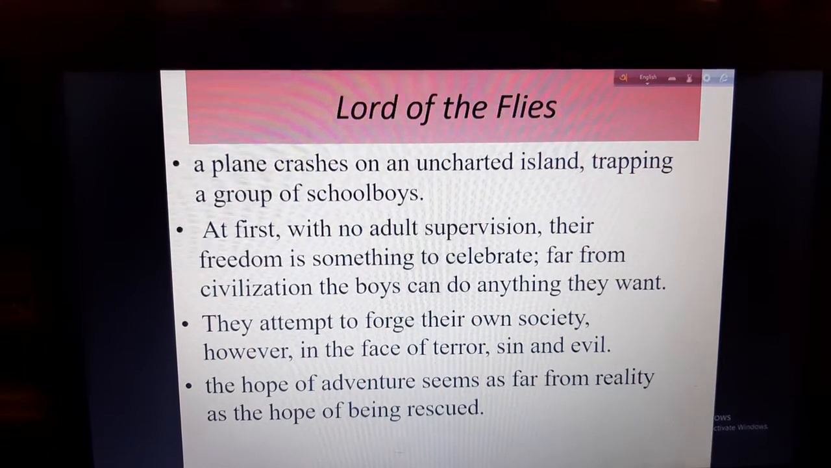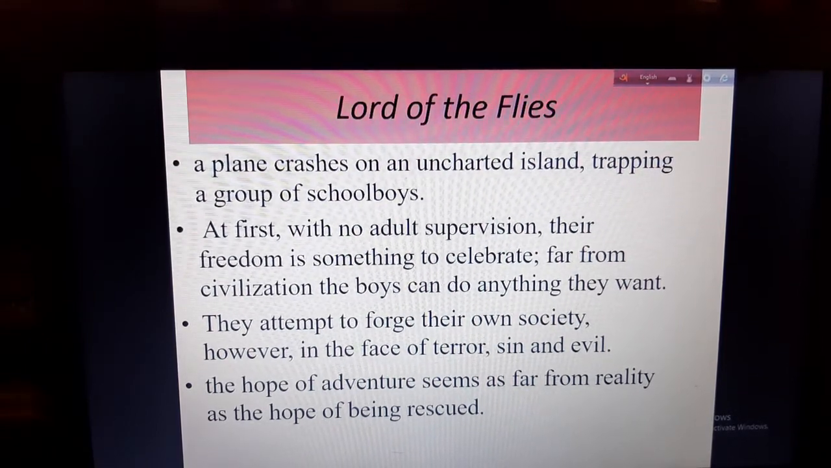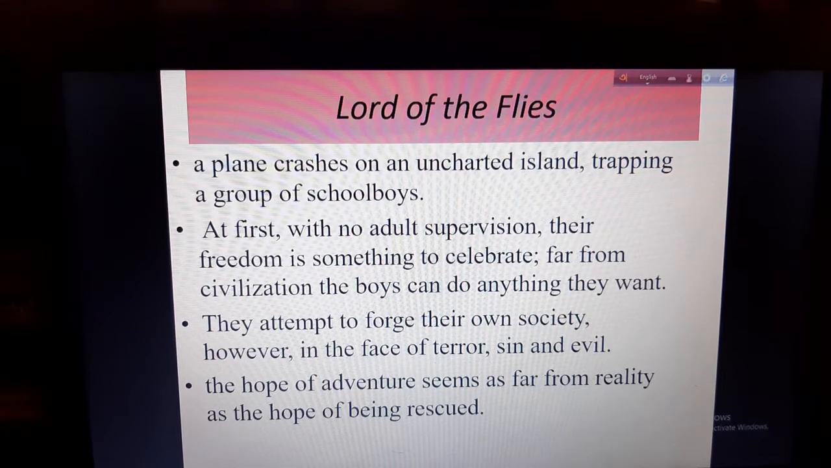About Lord of the Flies, this is the story here. The plane crashes on an uncharted island, trapping a group of schoolboys. So, in which way did the story start? At first, the plane crashed. And those school-going children were isolated from their civilization, from their land, from their parents, and they have to stay in an isolated jungle, and this is like Coral Island.